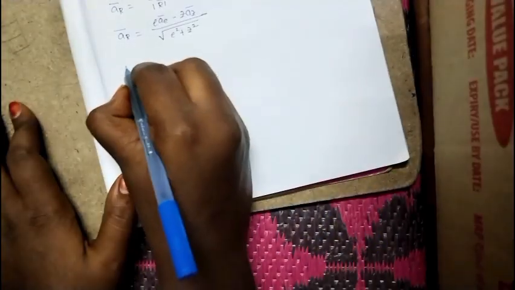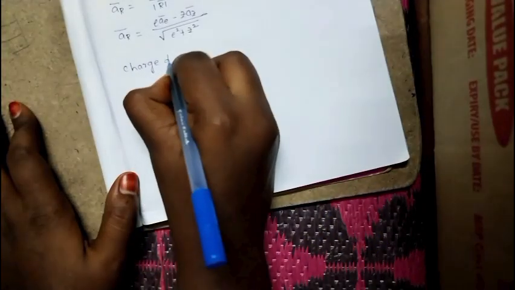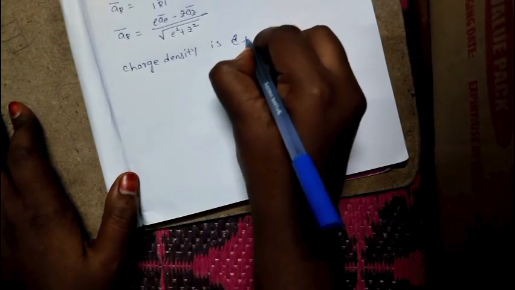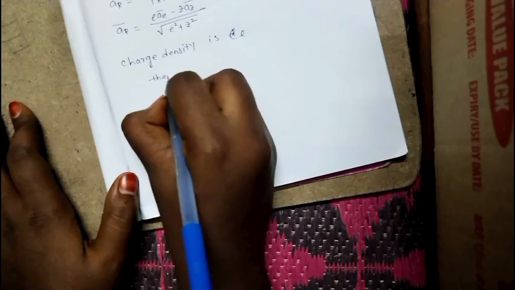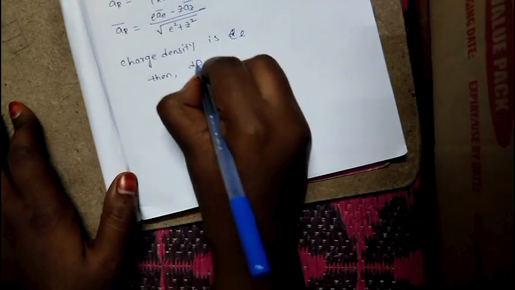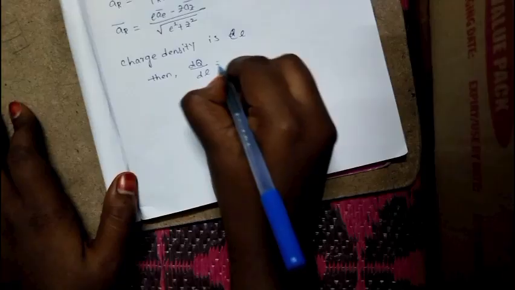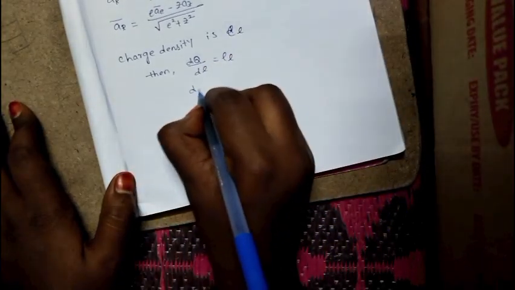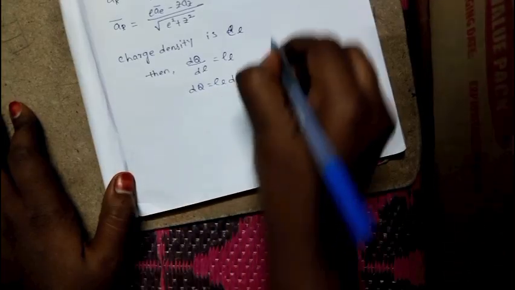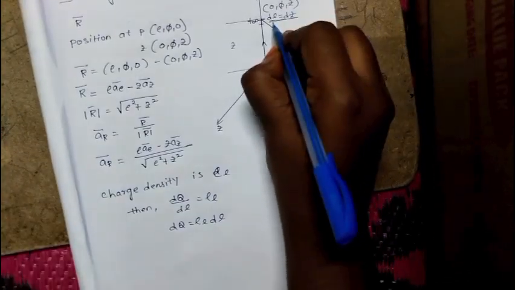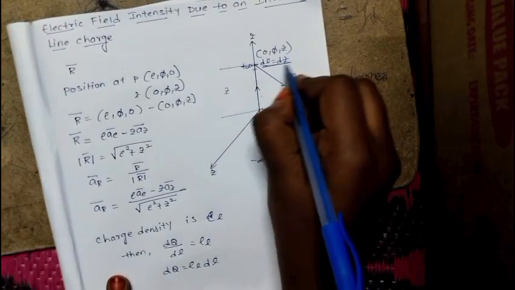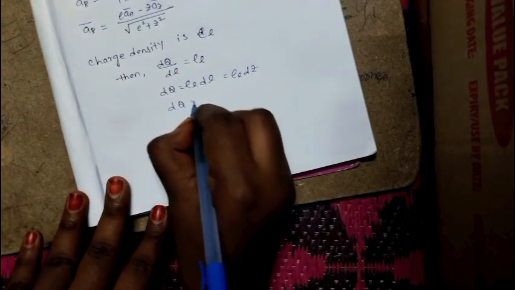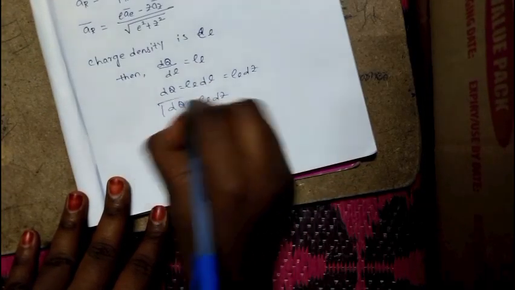Next, the charge density is rho L. Then we have one formula, dq is equal to rho L dl. See this, dq is equal to rho L dl. We have to see that dl is equal to dz, so we substitute this dz. dq is equal to rho L dz.